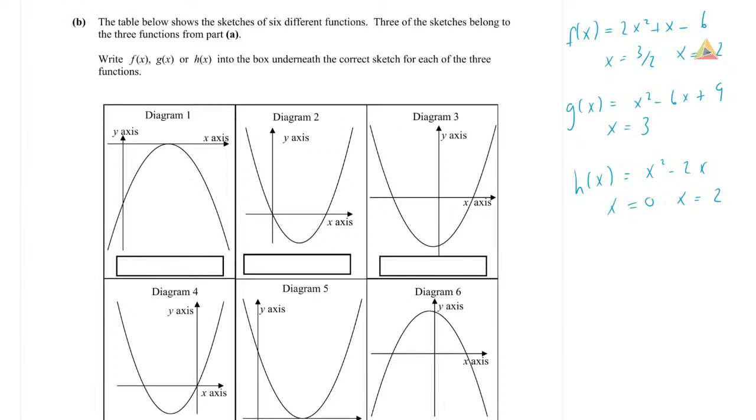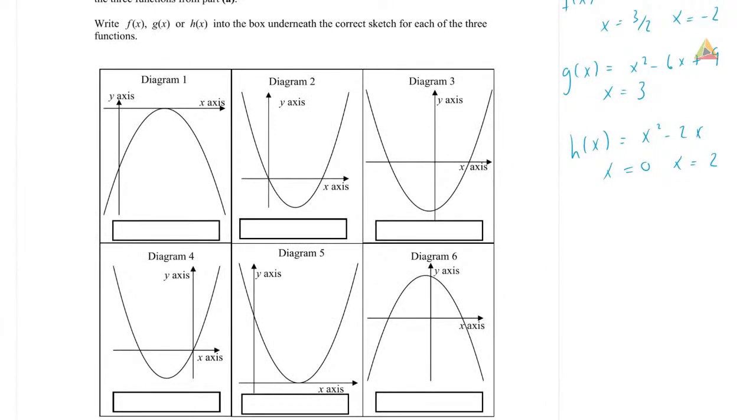And then finally, if you look at diagram 5, you are only going to have one point where it crosses the x-axis, so that's not going to work, so it must be diagram 3. So diagram 3 is the f of x.